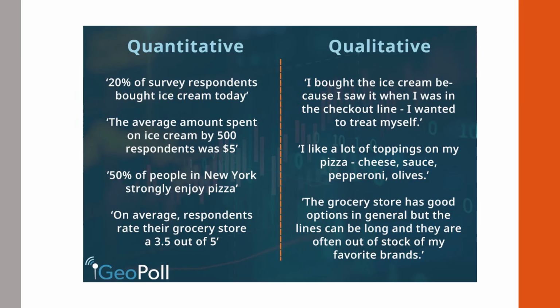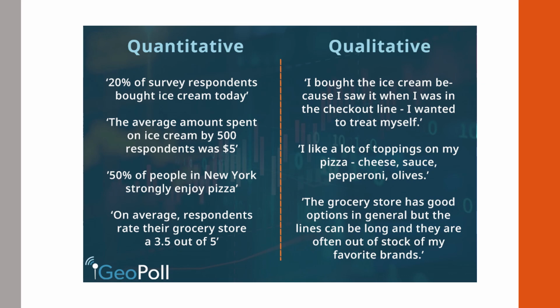These are the differences between the data of quantitative and qualitative approaches. Let's first tackle ice cream. In quantitative, 20% of survey respondents bought ice cream today. The average amount spent on ice cream by 500 respondents was $5. In qualitative, the data is like this: I bought the ice cream because I saw it when I was in the checkout line. I wanted to treat myself. That is the qualitative data.